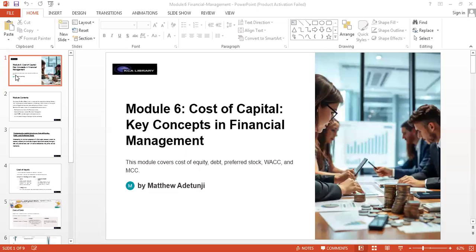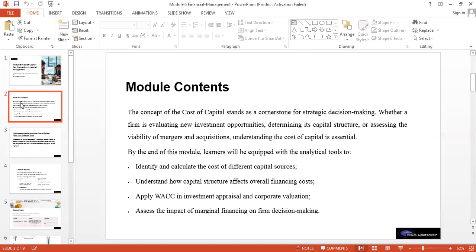This is module 6, where we'll be talking about cost of capital, and key concepts of cost of capital, such as equity, debt, preferred stock, WACC, and MCC. We'll look into this very well. The module identifies and calculates the costs of different capital sources, helps you understand how capital structure affects overall financing costs, applies this to investment appraisal and corporate valuation, and lastly, assesses the impact of marginal financing on firm decision making.